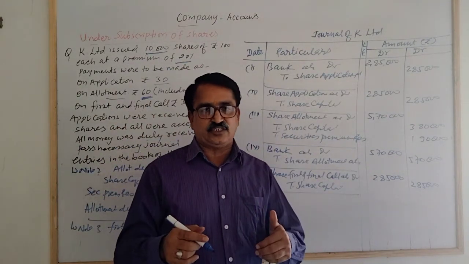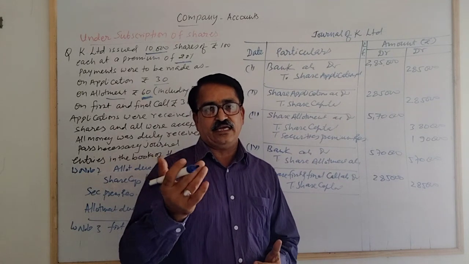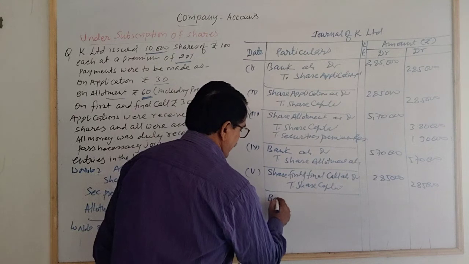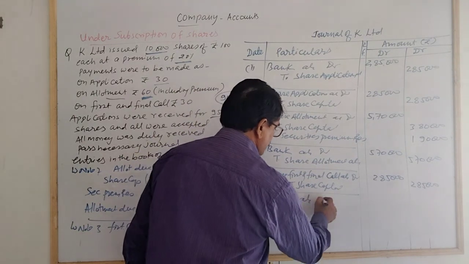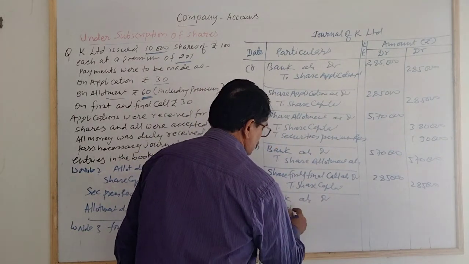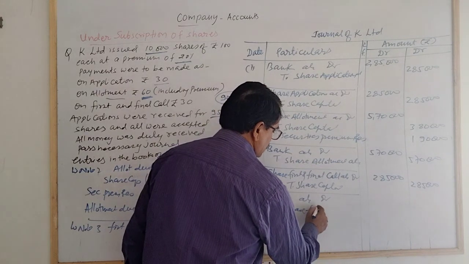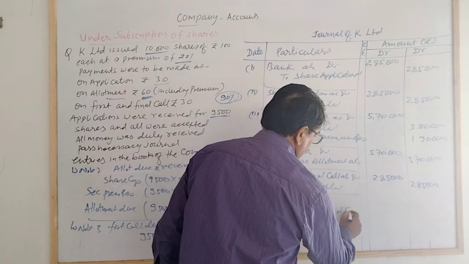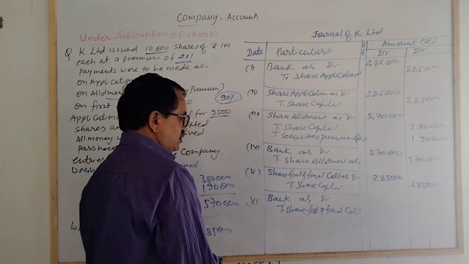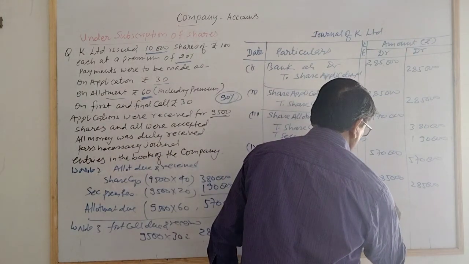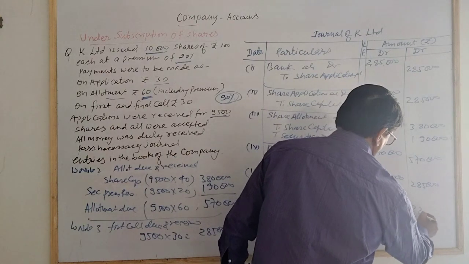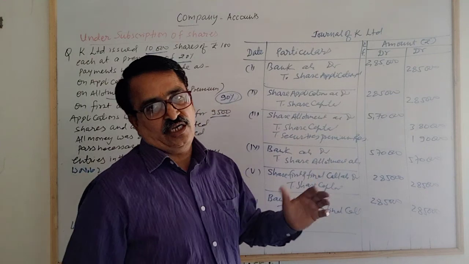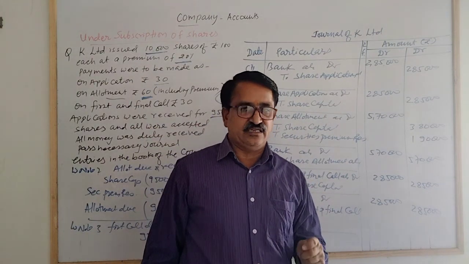The last entry is on the date of receipt of the first call. When we receive the first call money, the entry you all remember is bank account debit to share first and final call. And how much amount will we receive? ₹2,85,000. In this way, you will record the transactions in case of under subscription.